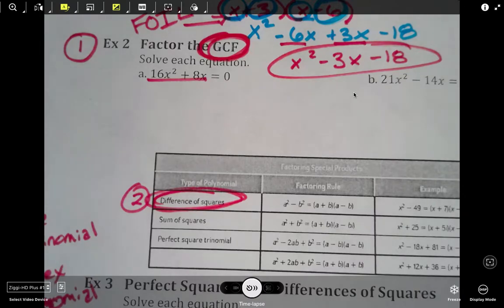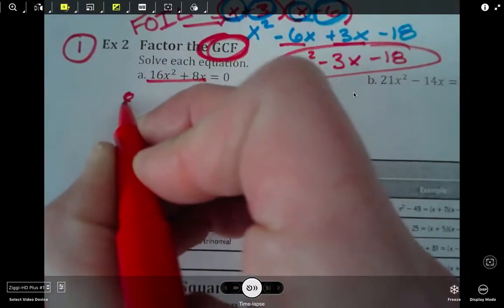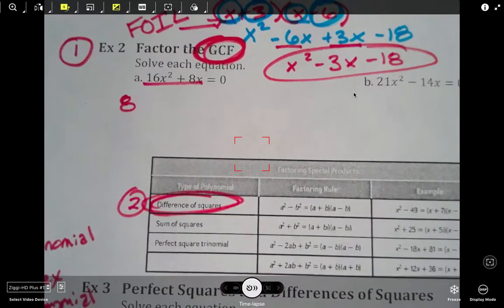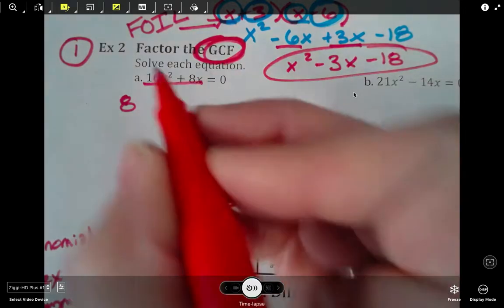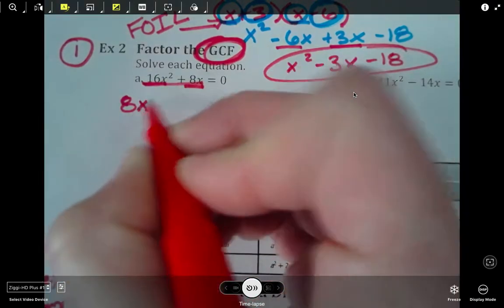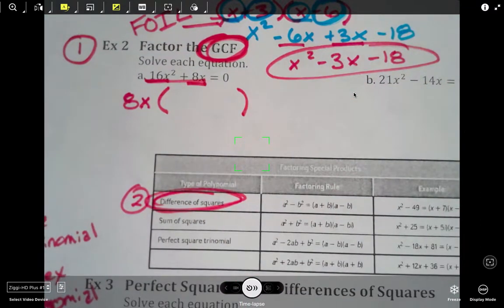So these 2 pieces, what will come out of both of those pieces? Somebody already said it. 8. What are you getting at? What goes into both 16x squared and 8x? You're right. 8 comes out. The x will come out, right? So don't forget him. An x will come out of all of them, all right?